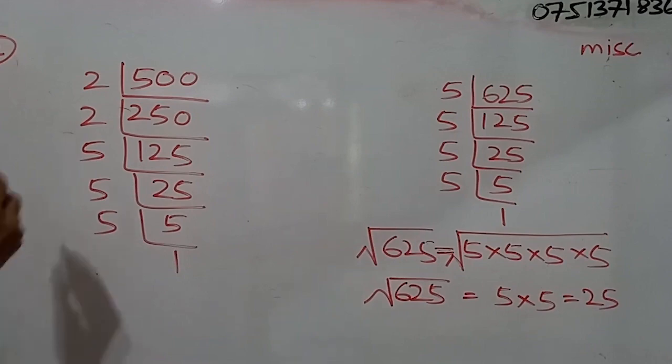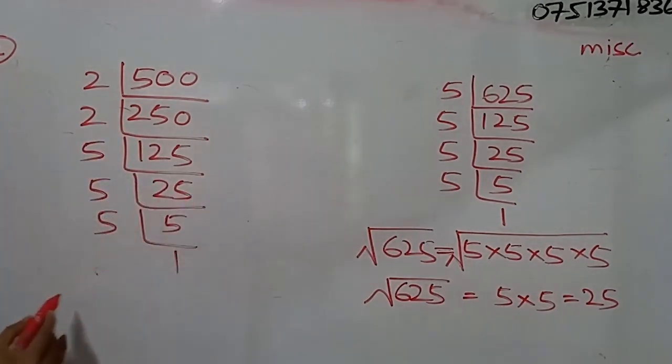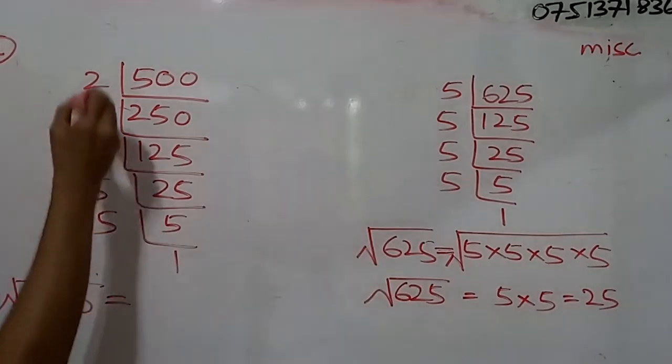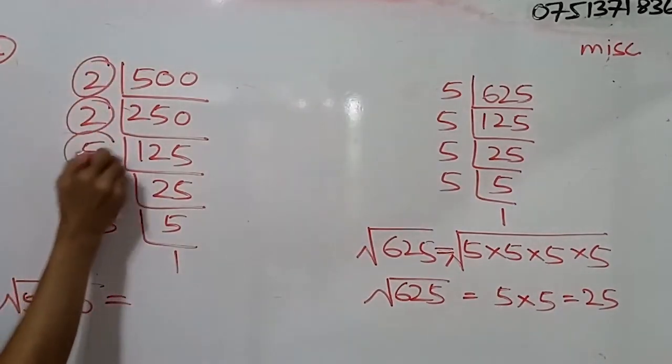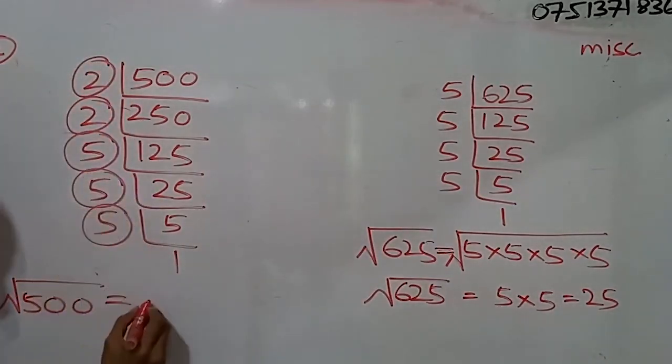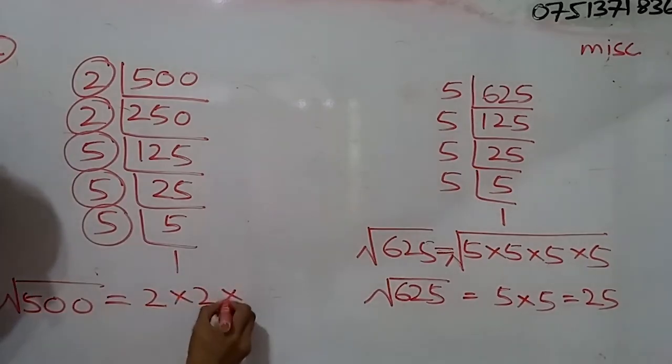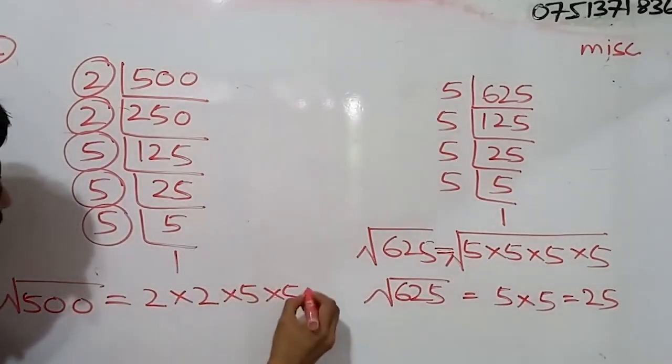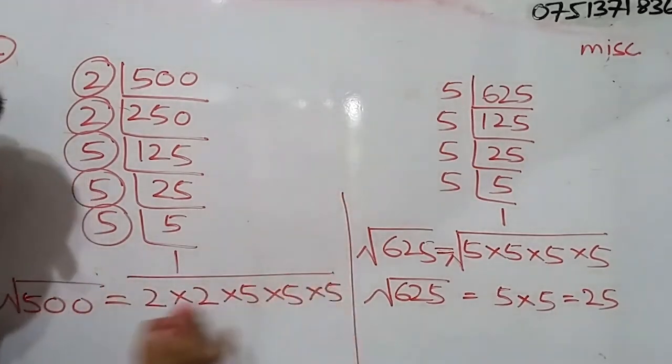Then, when we calculate the square root of 500 like here, we have to focus on these divisors, so these numbers, right? So 2 into 2 into 5 into 5 into 5, and also the square root.